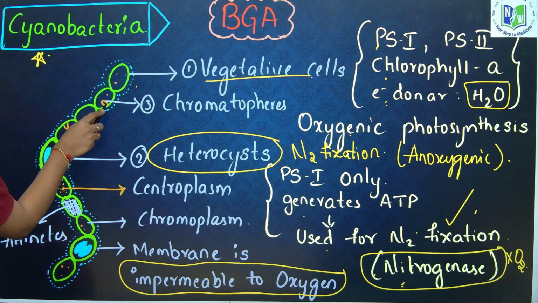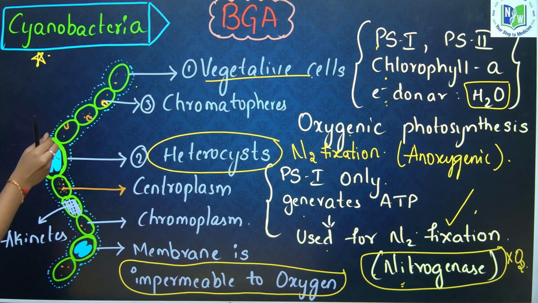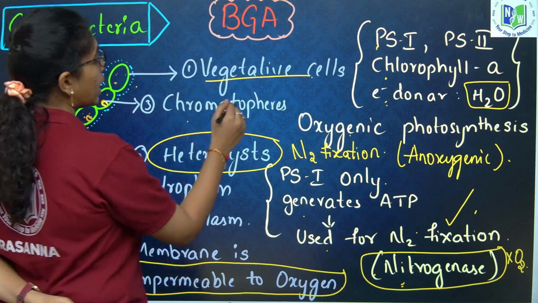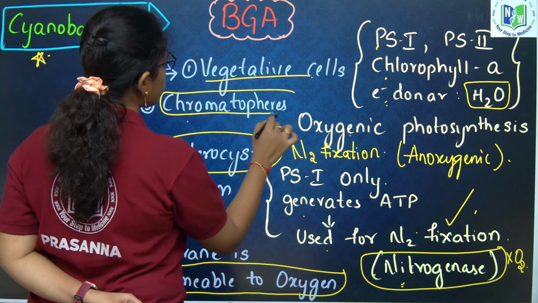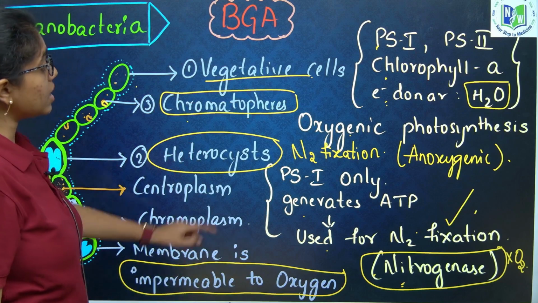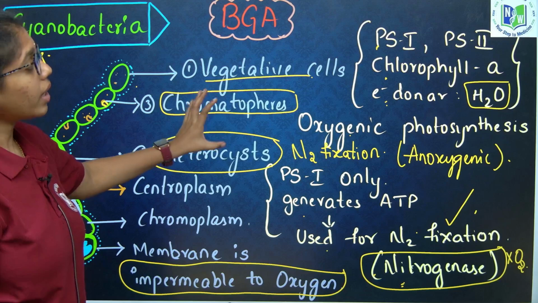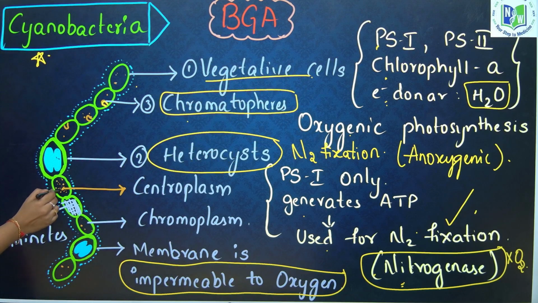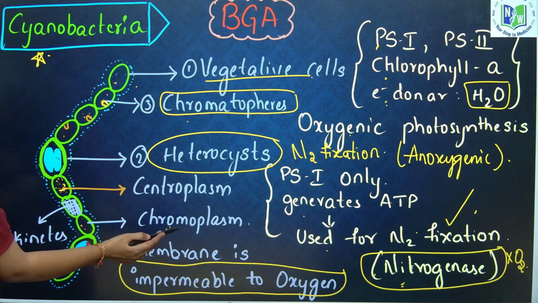Next, the membranous extensions of plasma membrane towards the cytoplasm here are called chromatophores. These contain pigments and will receive the sunlight for conducting photosynthesis. Next, in the center you have centroplasm, towards the periphery you have chromoplasm.